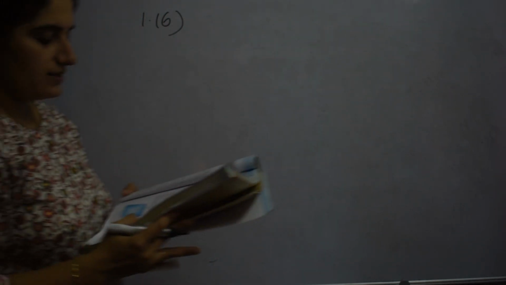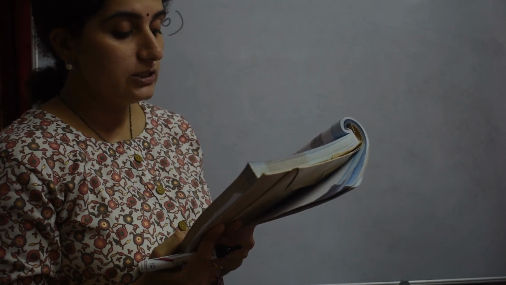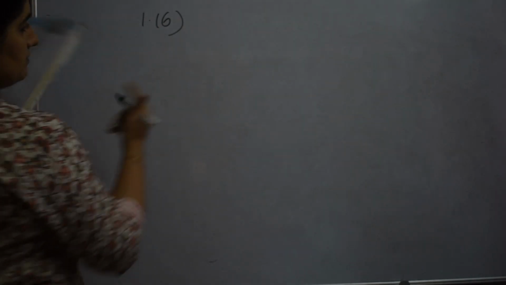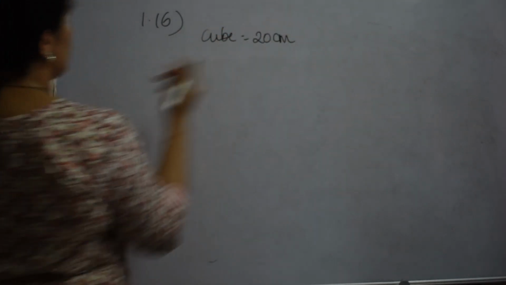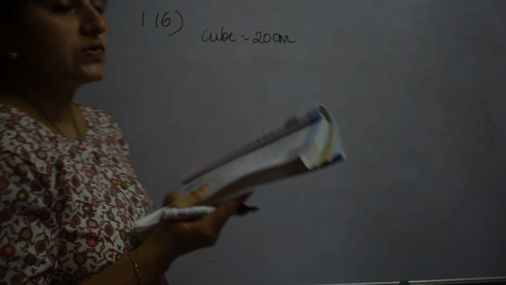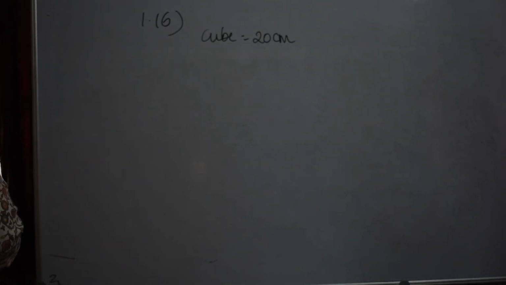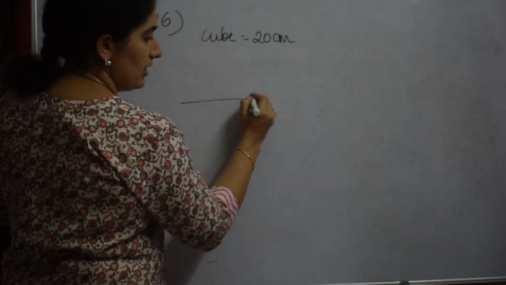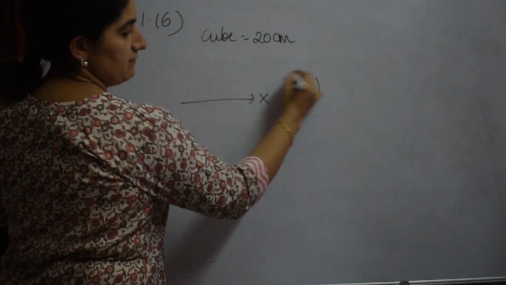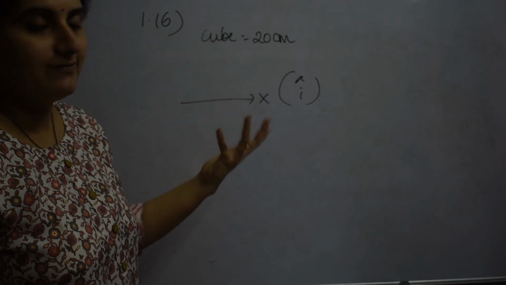What is the net flux of the uniform electric field of exercise 1.15 through a cube of side 20 centimeter, oriented so that its faces are parallel to the coordinate planes? We have considered the field along the x-axis because i cap was given. So if you have a cube, you have to find out the flux.